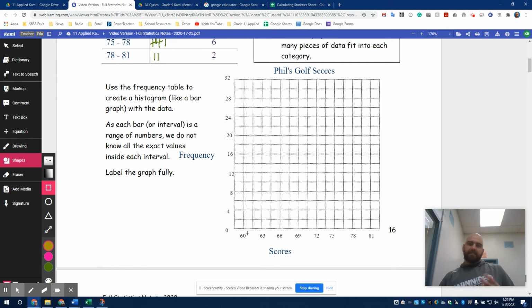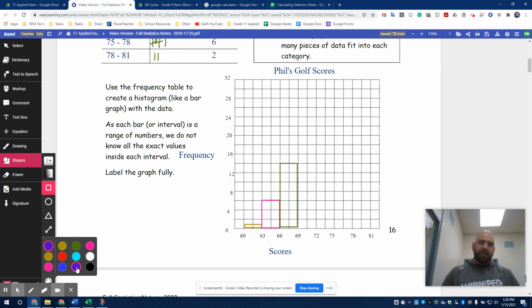So between 60 and 63, there was one score. So we're going to draw one score right in there. We're going to fill that bar in, and I'll fill it in a little bit. Okay. Between 63 and 66, we had 6 scores. So 6 would be right there. So that would be our 6. And like I said, I'm going to fill it in a little bit there. Between 66 and 69, we had 14, which is right there.